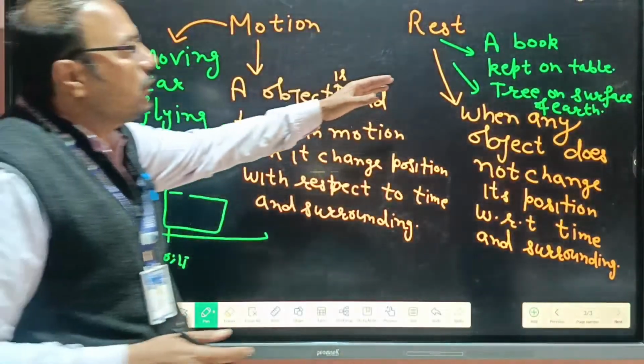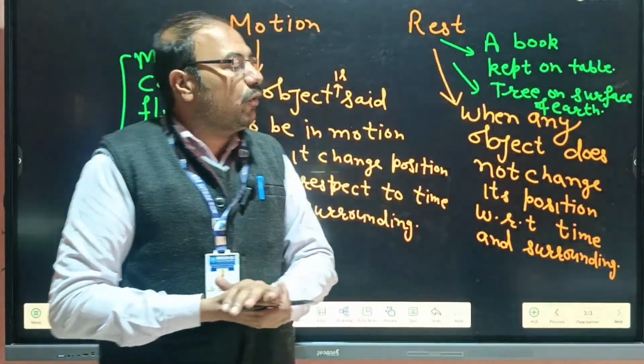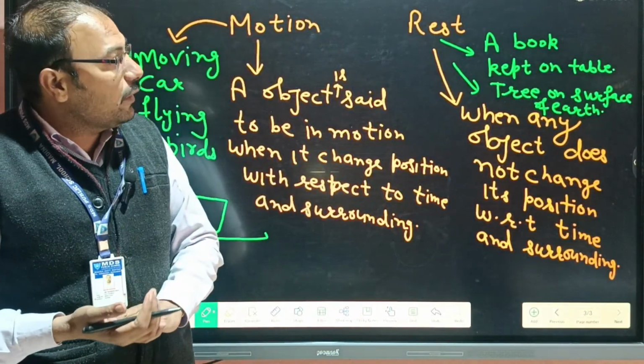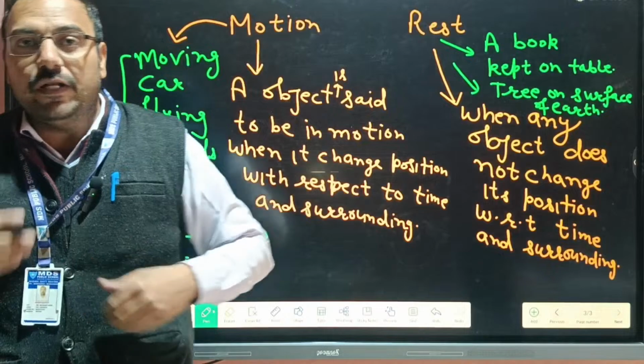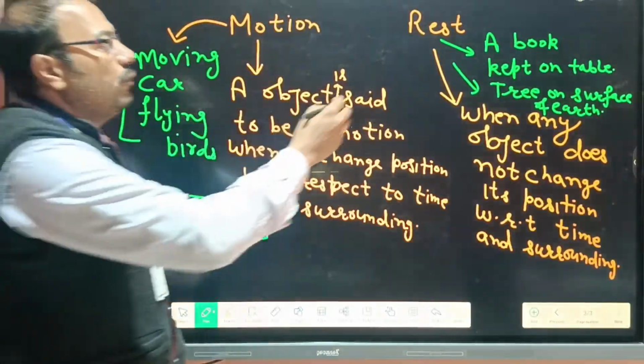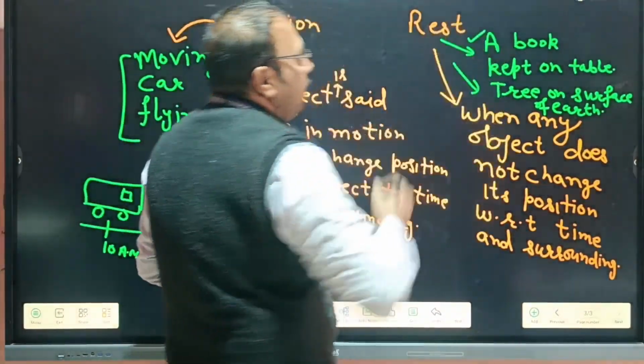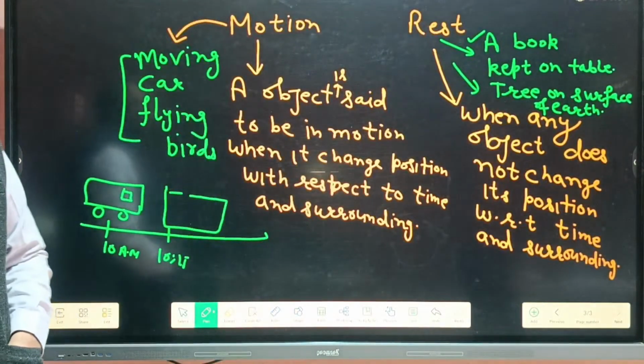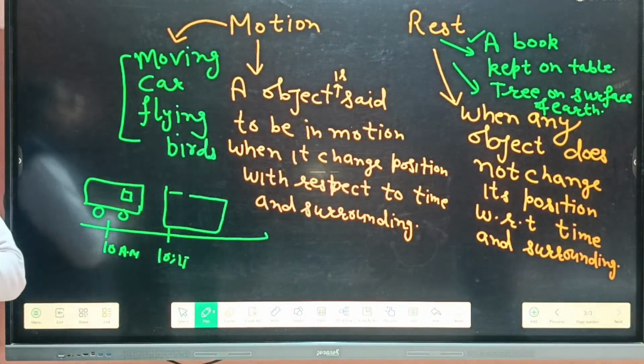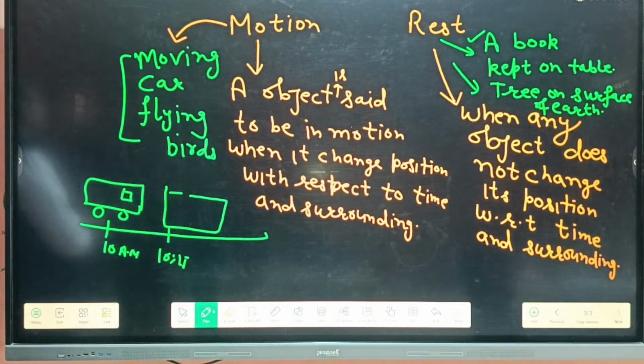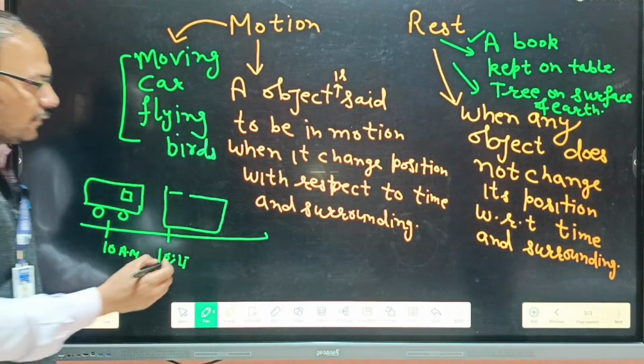And what is rest here? For example, a book kept on a table. If you see after 1 hour, 2 hours, the position of the book does not change. So we say that this is rest. Sometimes motion and rest are relative, and that is known as relative motion.